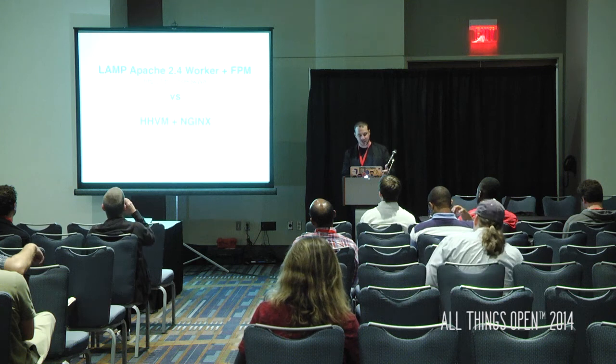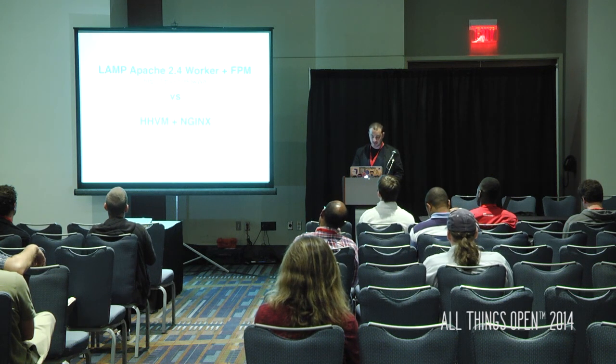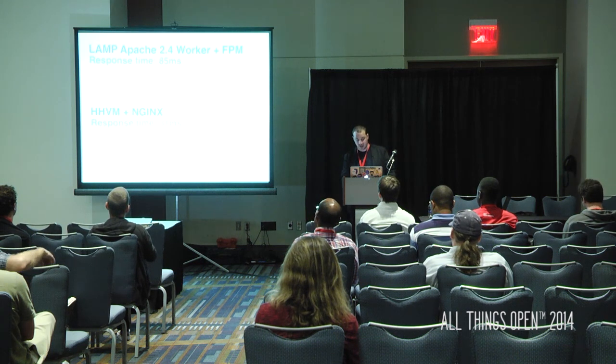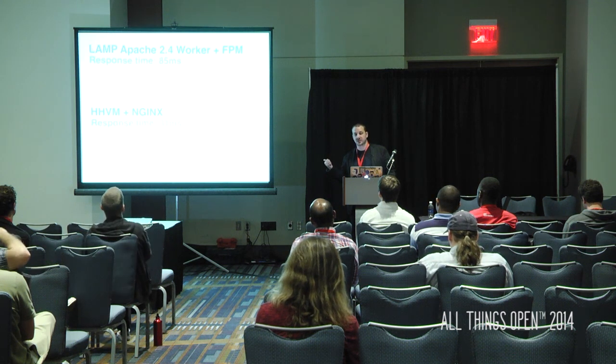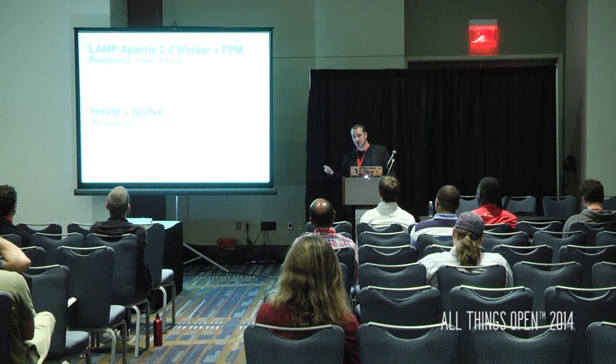We got the Apache 2.4 worker with FPM against HHVM with Nginx. And the result is LAMP comes in at 85 milliseconds, HHVM and Nginx 31 milliseconds. What is nice about this is, if you remember, HHVM and Nginx with twice as many clients actually shaved off 1 millisecond. It had come in at 32 milliseconds in the previous test, so it seems like you can give it a little more and it responds even better.